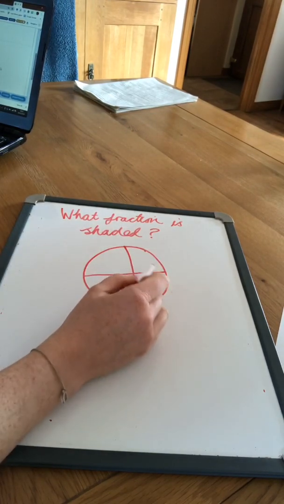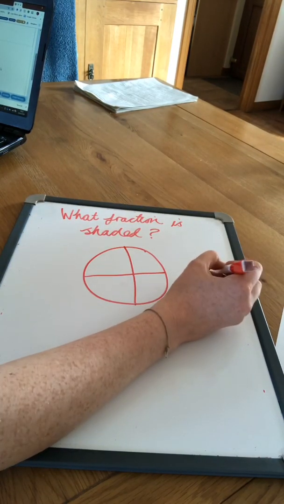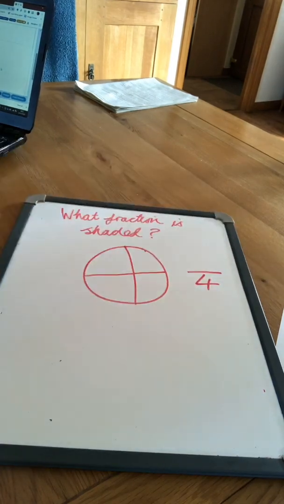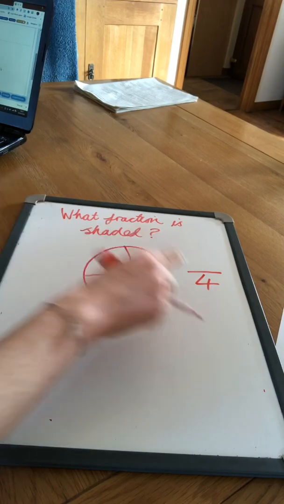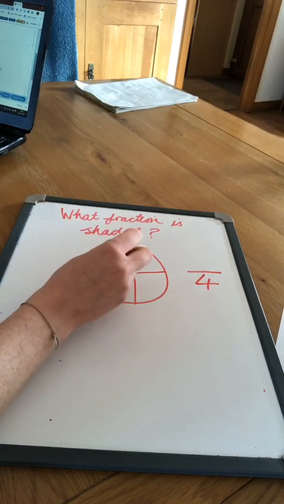Now if it's in 4 parts, the bottom of our fraction needs to be a 4, because we are splitting it into 4 pieces. Now we call the bottom of a fraction a denominator, okay? And that's what we're dividing it by. So that's 4, okay?